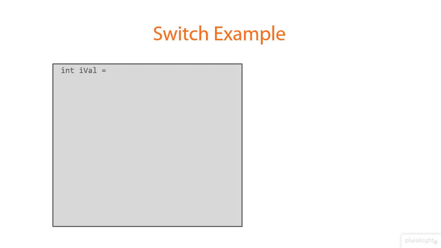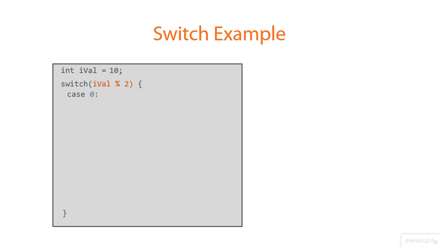So let's see an example of using switch. So we have some code here. We have an integer field ival we've set to 10. And in our switch, I'm going to put ival modulus 2. What it says is take ival, divide it by 2, and give me back the remainder. Well, if you divide a whole number by 2, it's always going to be either 0 or 1, right? So it's a great way to just test if a value is odd or even.